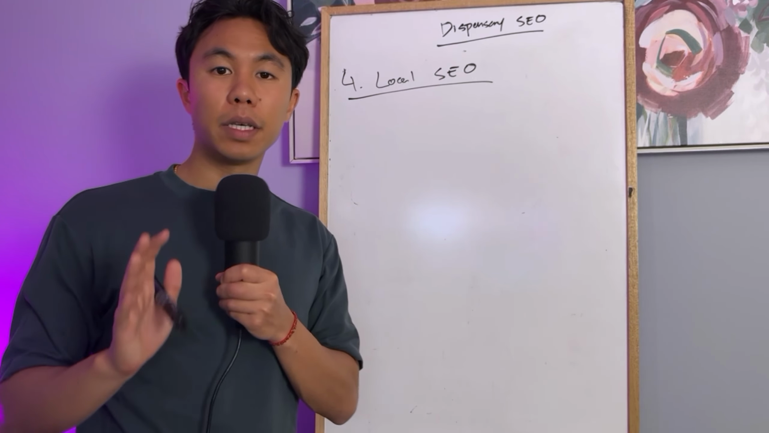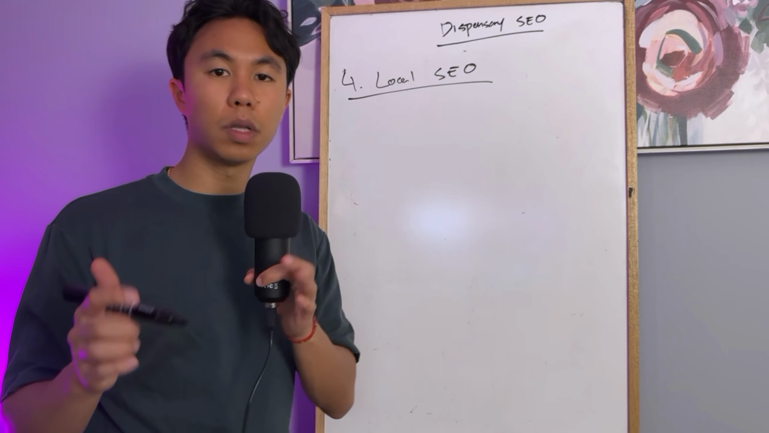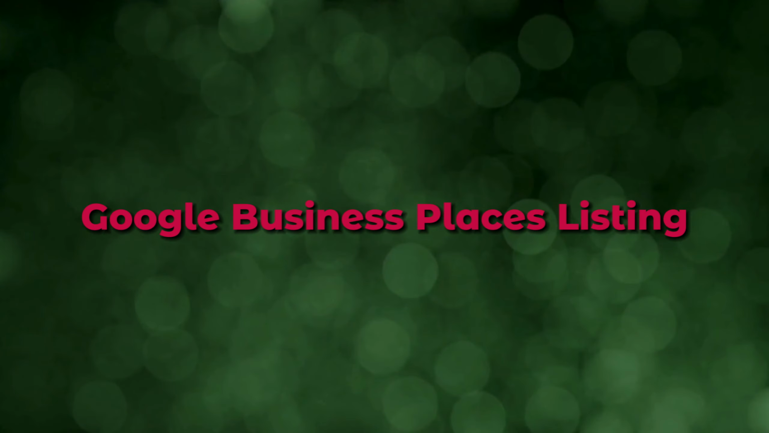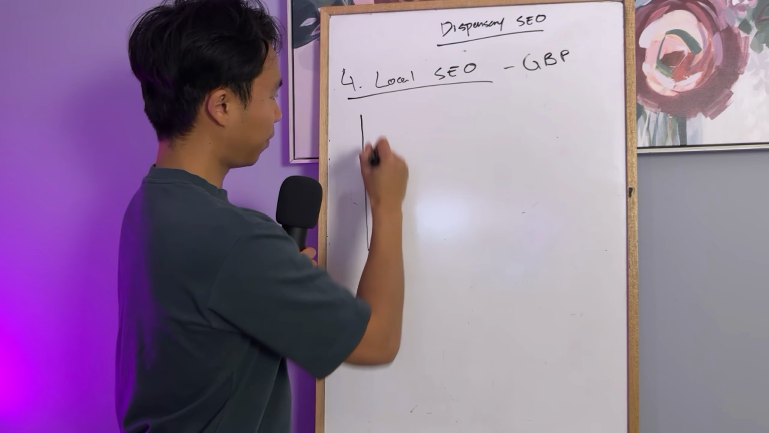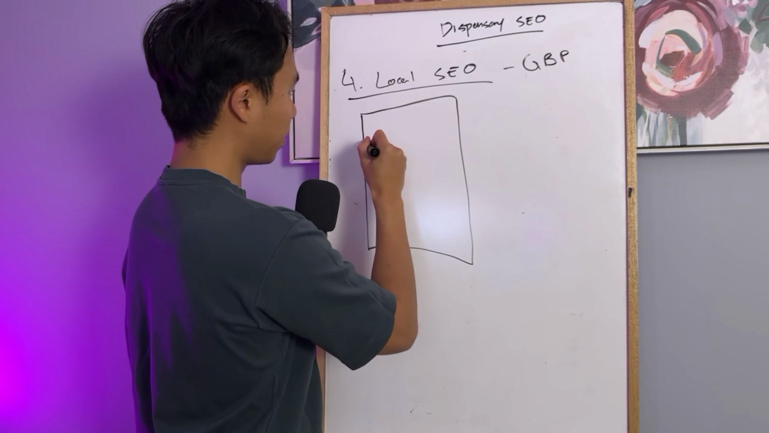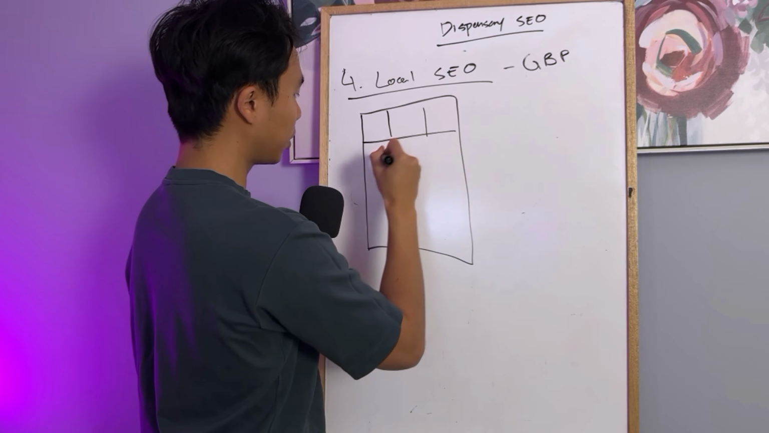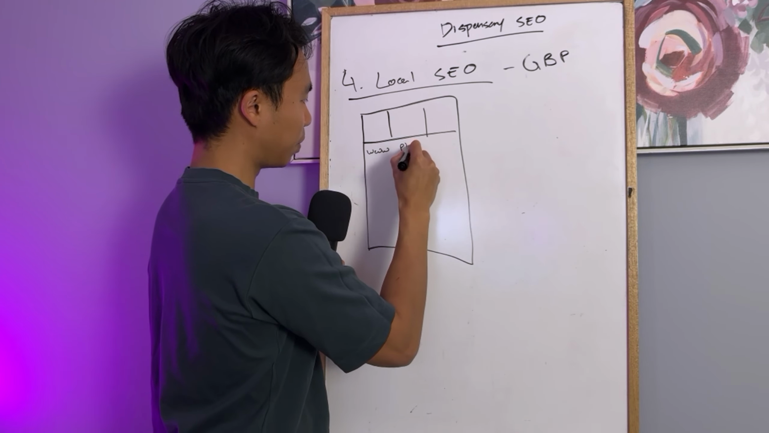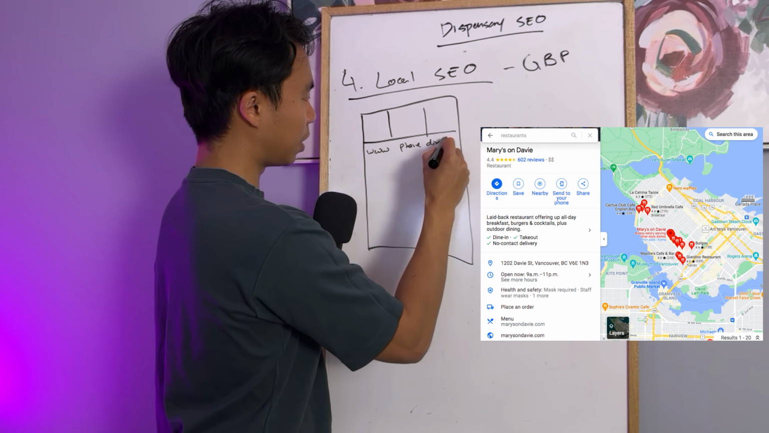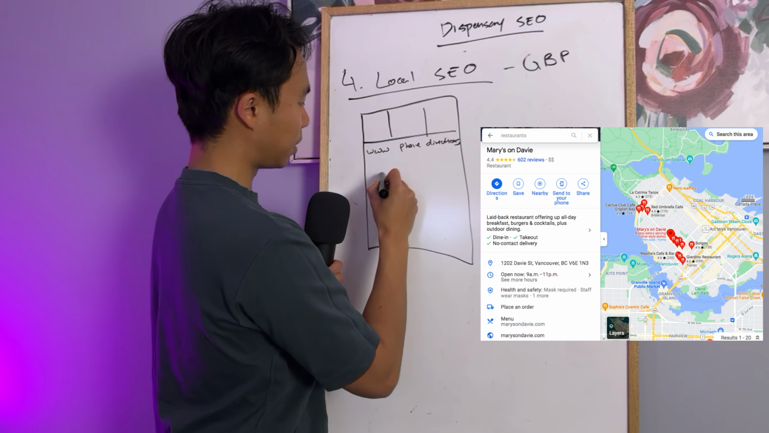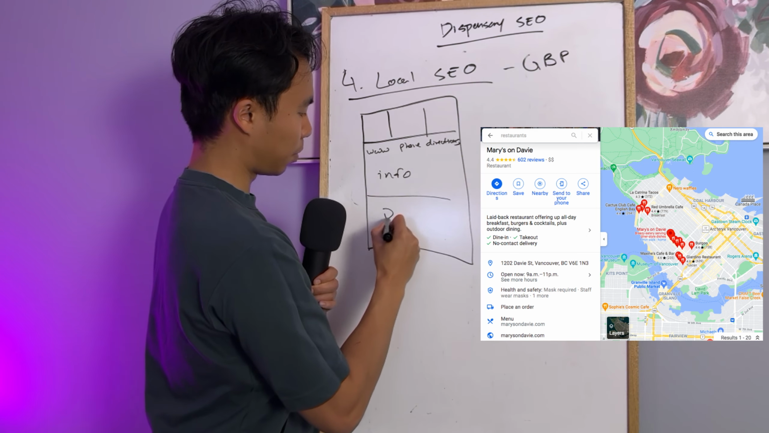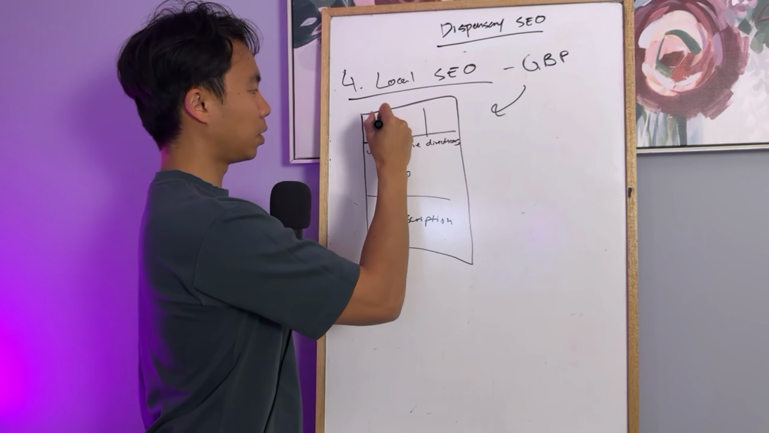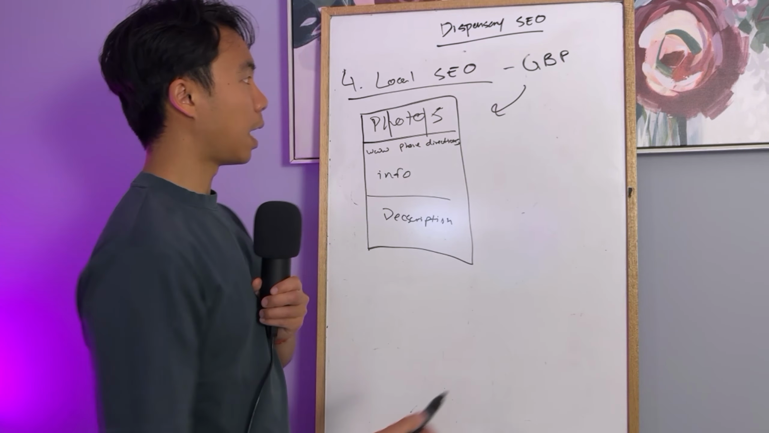So last but definitely not least is local SEO. Local SEO pretty much follows your GBP, or your Google Business Profile listing. I'm going to try to draw from memory exactly what a GBP listing looks like. I don't know the little icons, so you'll have to bear with me. Phone, directions, and share or something like that. And then it has info here, and then it has a description at the bottom. Something along these lines. This is your GBP listing, right? So these are photos. This is your GBP listing, and this is local SEO.